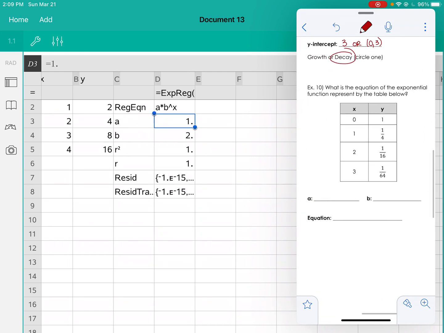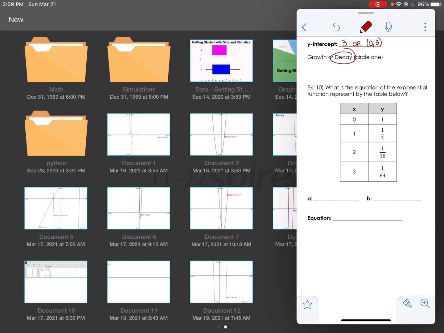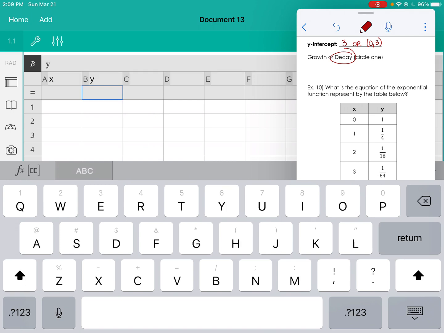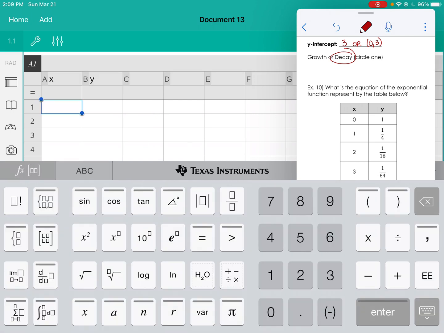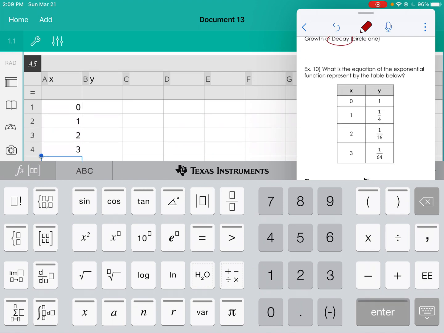Okay, so looking at the next one, again, I'm going to use the listing spreadsheet, but I'm going to go ahead and start over. So I'm going to do a new listing spreadsheet. I'm going to type in X next to A, Y next to B, and then I'm going to go ahead and type in my points. So I have 0, 1, 2, 3, and then my Y values, I have 1. For 1/4, I'm just going to do 1 divided by 4 and press enter.